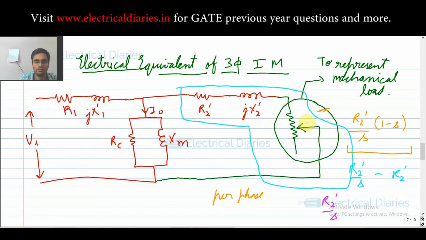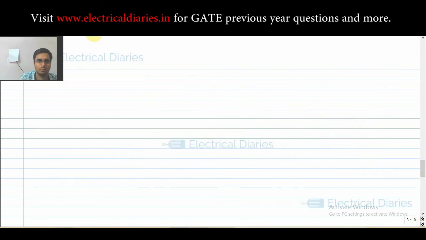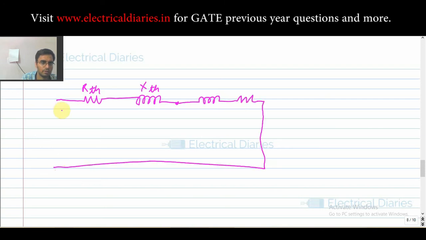One more thing that you should always remember, this is the electrical equivalent. Now what we usually do is represent it in a Thevenin equivalent model. This is an approximate model where we neglect the branches, RTH, XTH, and this thing and this thing.